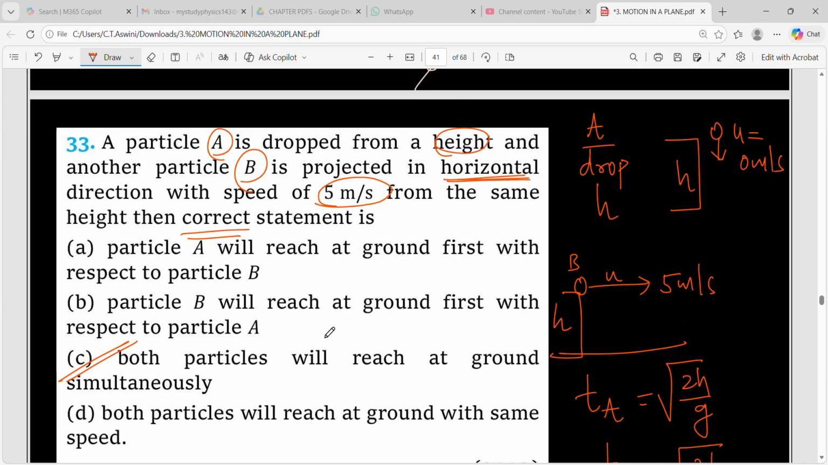Clear? If you are thorough with the concept, no need of this explanation also. Directly you will catch the point. One is freely falling, the other is projectile from height. That means both will have the same time. So answer will be option C.